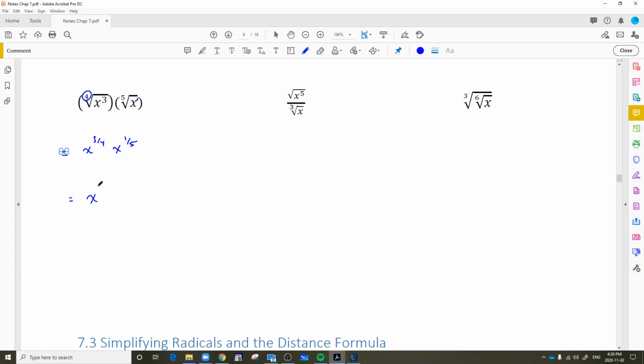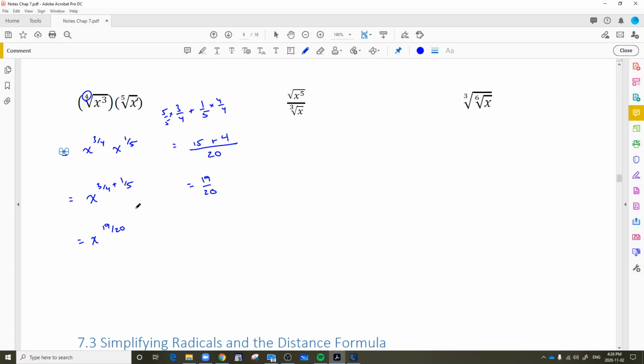Now you're multiplying powers of the same base, so you're going to add the exponents. And again, I like to do my fraction work on the side because I find it complicates my questions. So I'm going to multiply this guy by 5 over 5. I'm going to multiply this guy by 4 over 4. So my common denominator is 20. I've got 15 plus 4, which gives me 19 over 20. So this answer would be x to the 19 over 20.